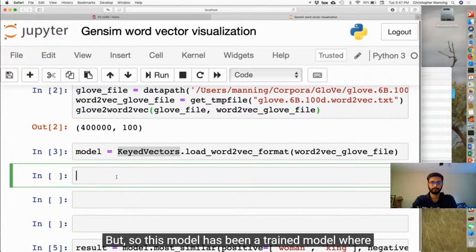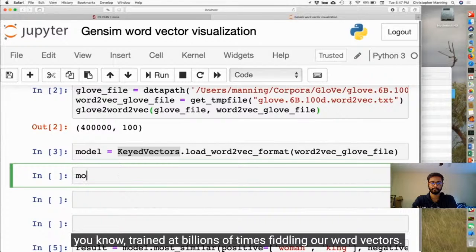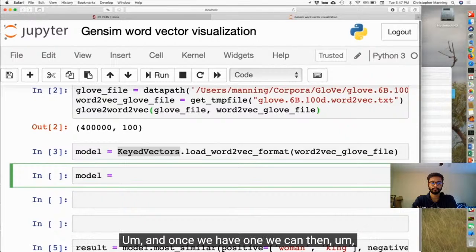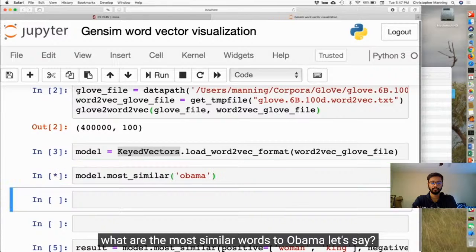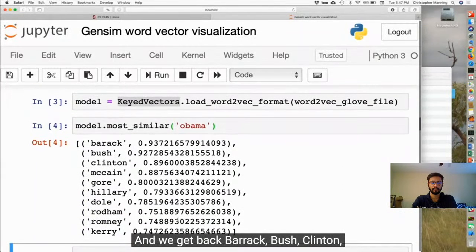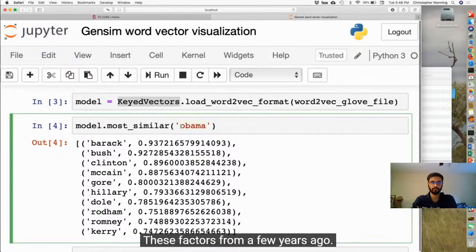This model has been trained using the kind of algorithm we looked at, trained billions of times, fiddling our word vectors. And once we have one, we can ask questions like, what is the most similar word to some other word? So we could ask, what are the most similar words to Obama? And we get back Barack, Bush, Clinton, McCain, Gore, Hillary, Dole, Rodham, Romney, Kerry. That seems kind of interesting. These vectors are from a few years ago, so we don't have the post-Obama stuff.